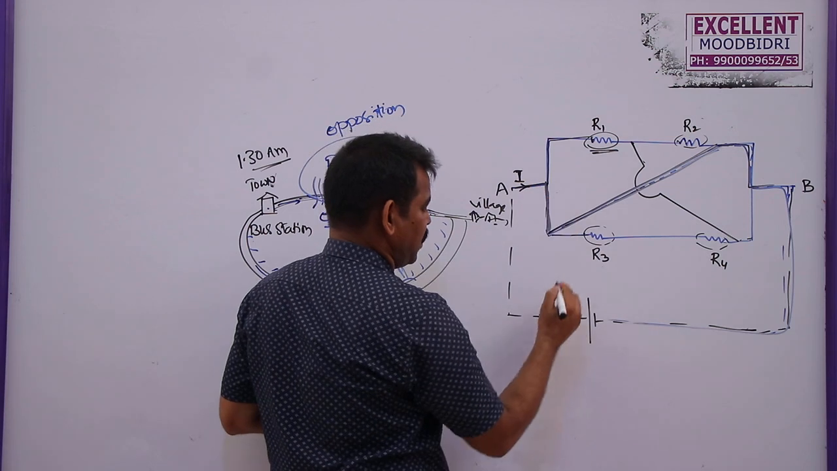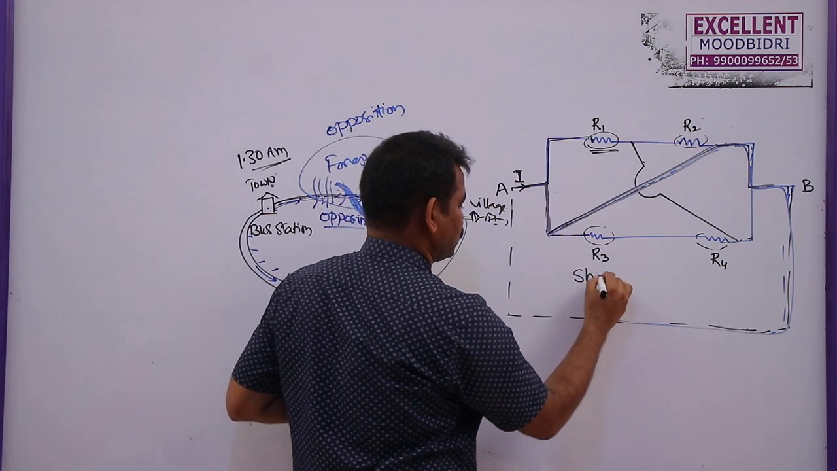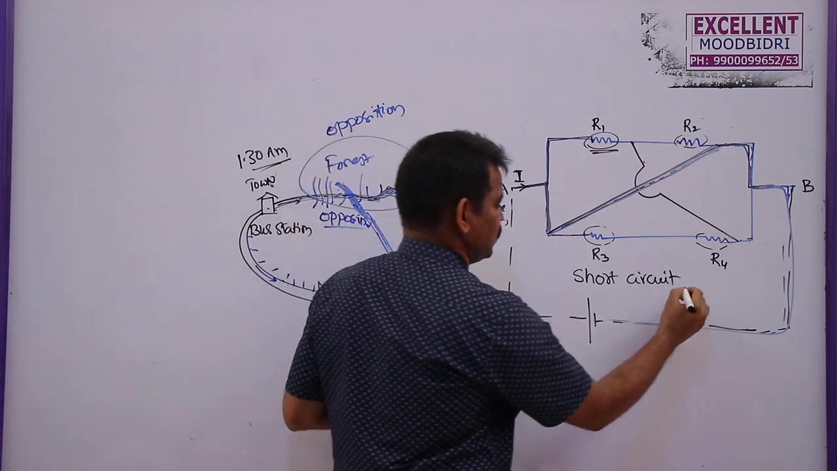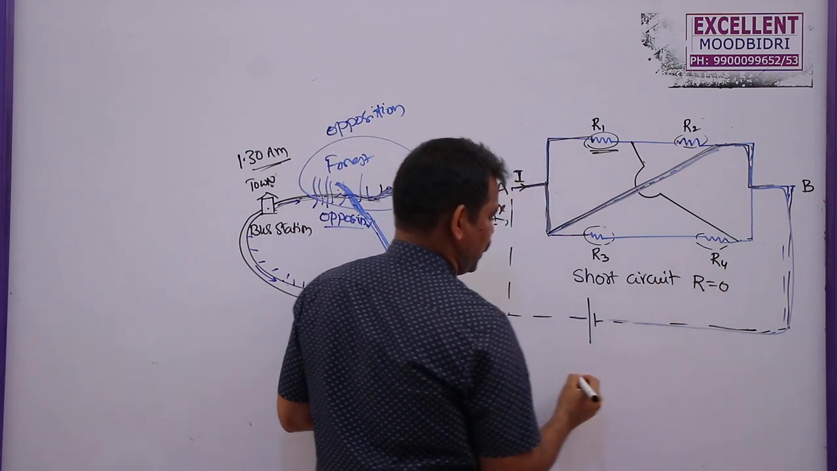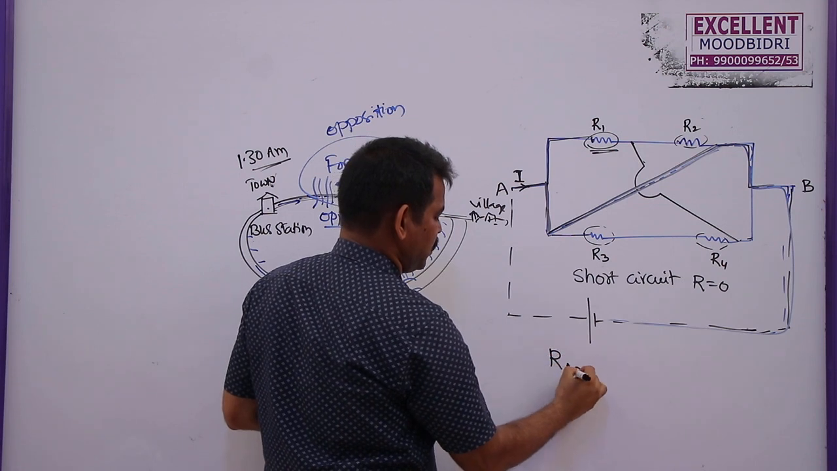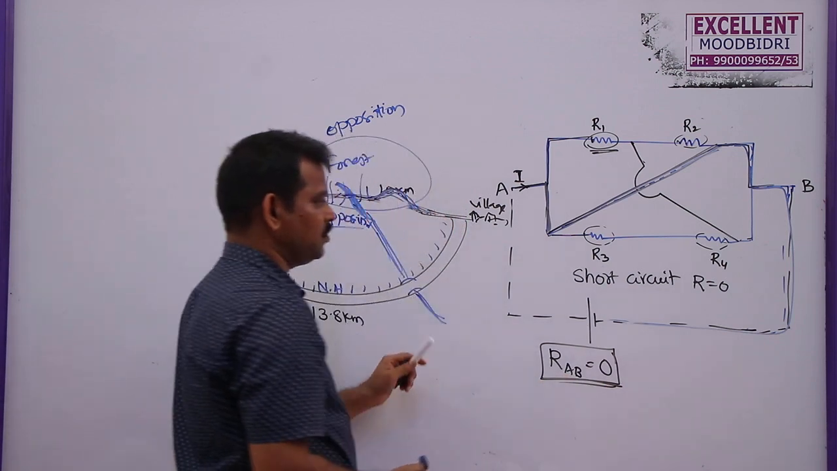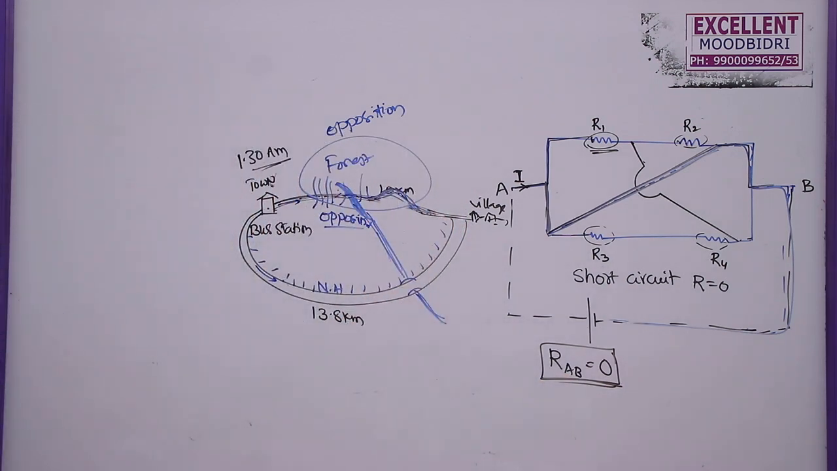Then this type of circuit is called a short circuit. Short circuit means there is no resistance in this path. So the resistance between A and B for this current is 0. So the effective resistance between A and B is also 0.